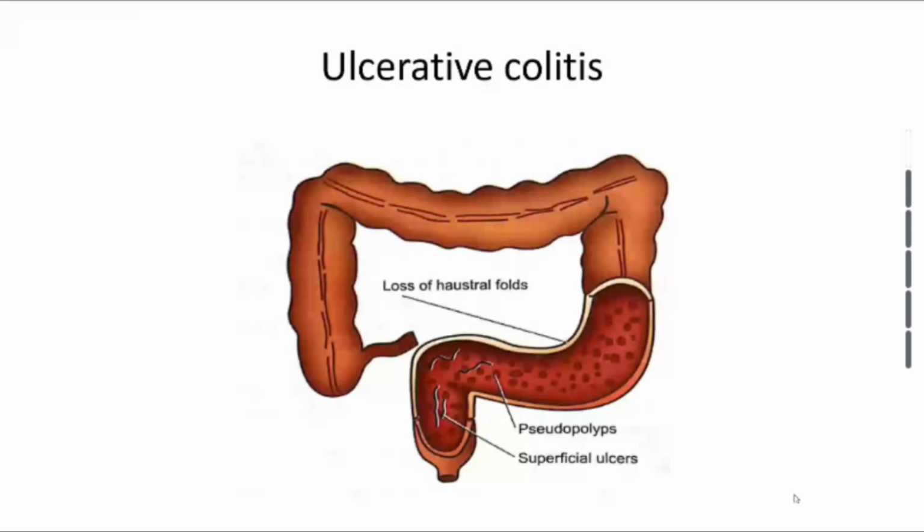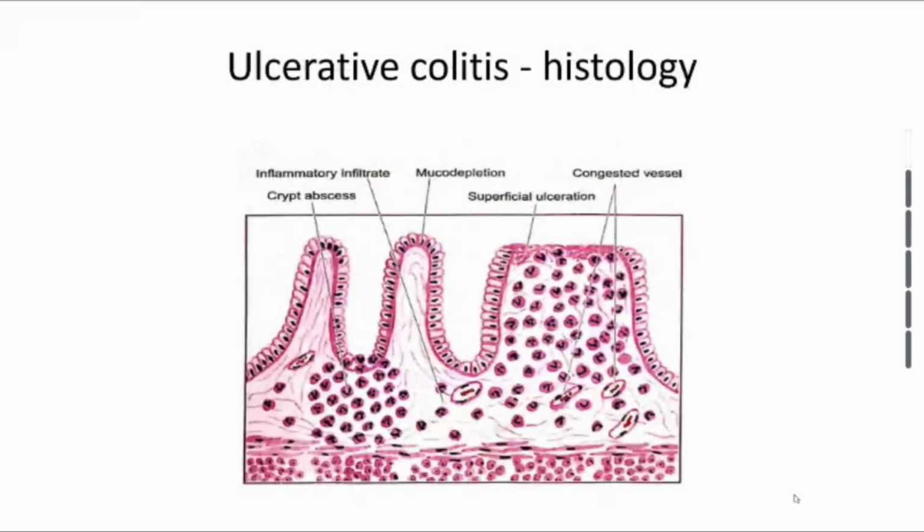That is a diagram of the histology, what you are likely to see in ulcerative colitis. Crypt abscesses, you will see inflammatory infiltrate, the mucodepletion, basically the cells that produce mucus will be depleted, then there will be superficial ulceration, and the blood vessels or the capillaries within it will tend to be congested.